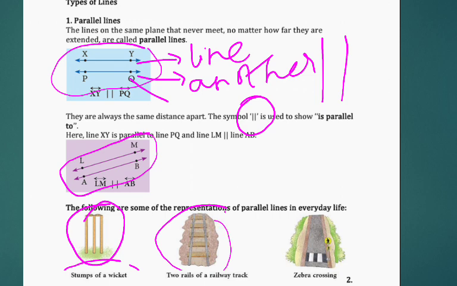And the railway track, as I said earlier, has two rails, which are parallel lines. And the zebra crossing. So this zebra crossing is parallel lines, right? Right, very good.